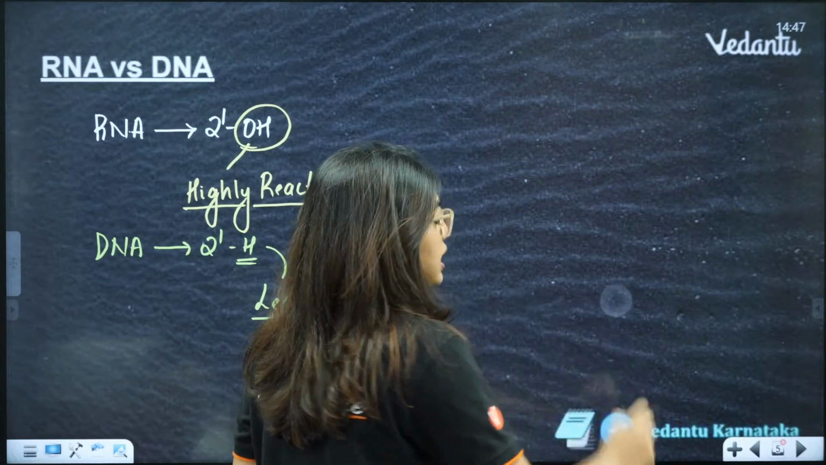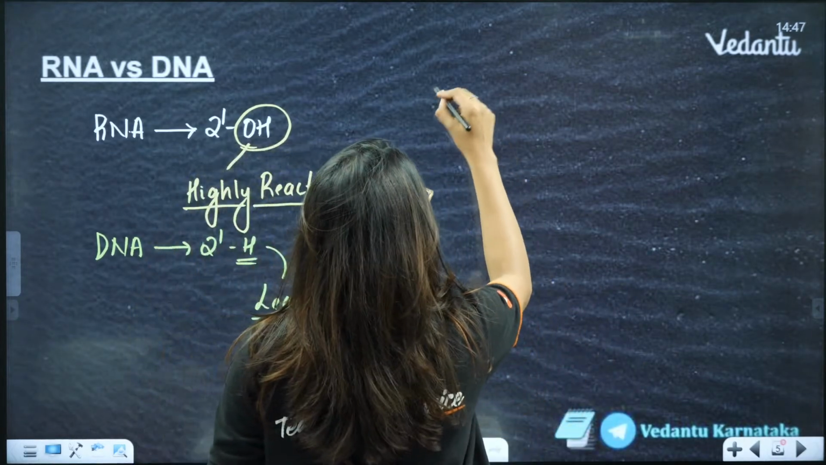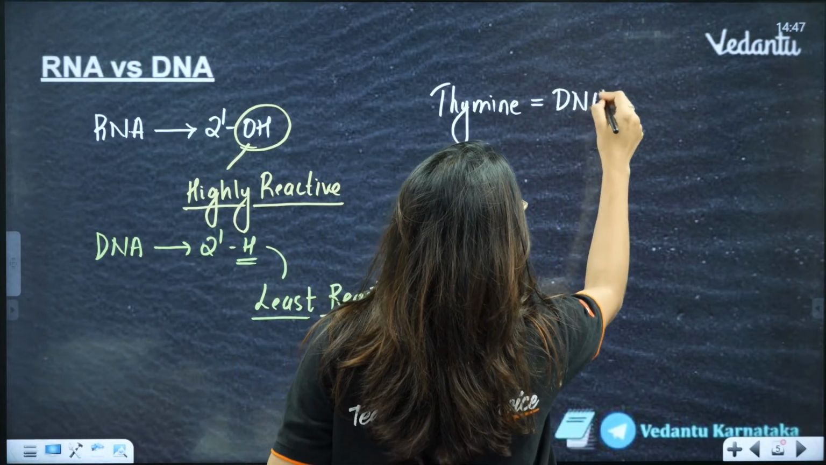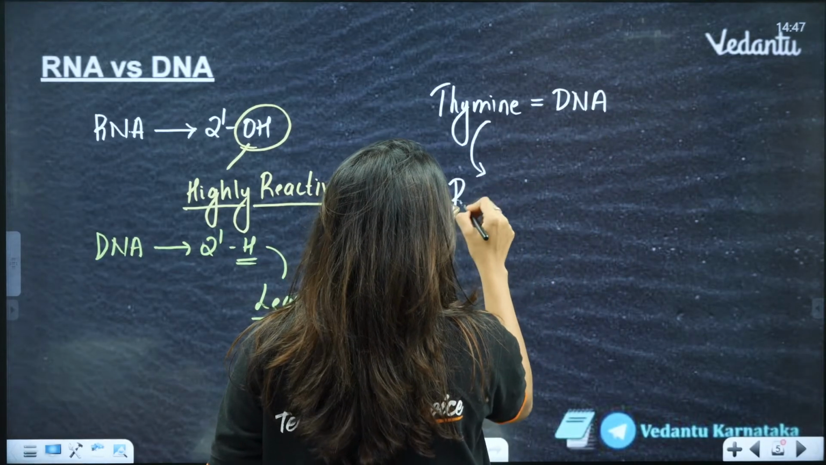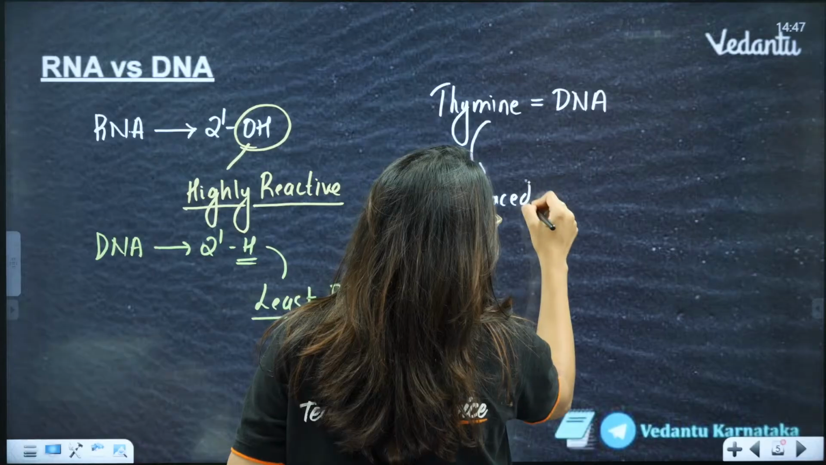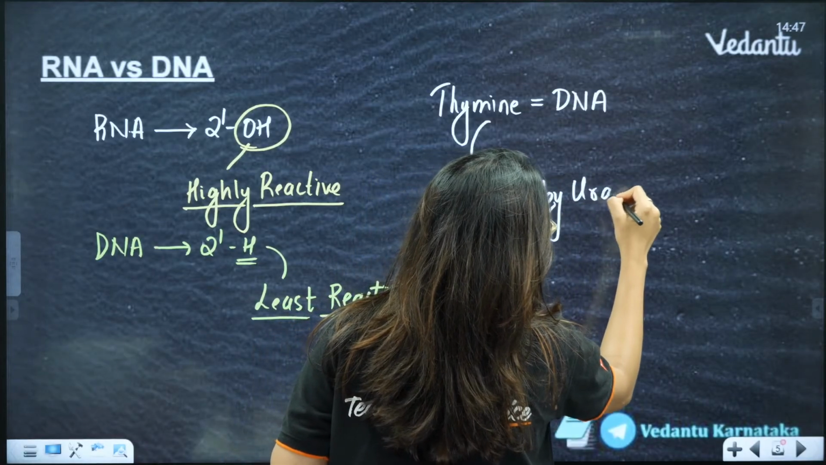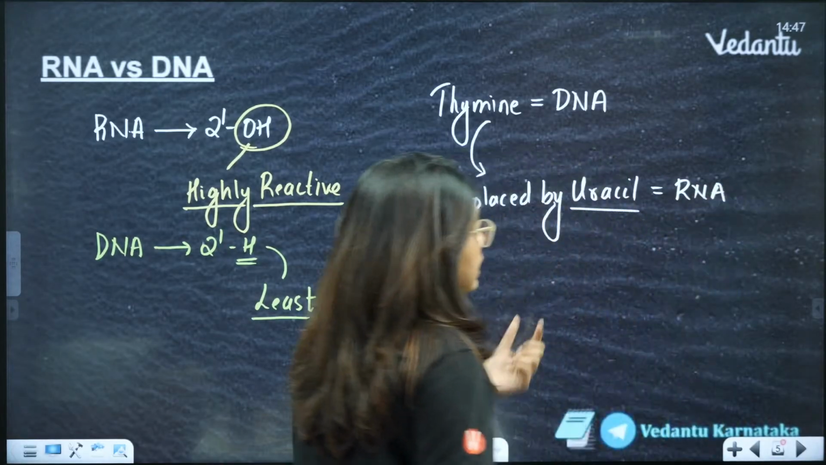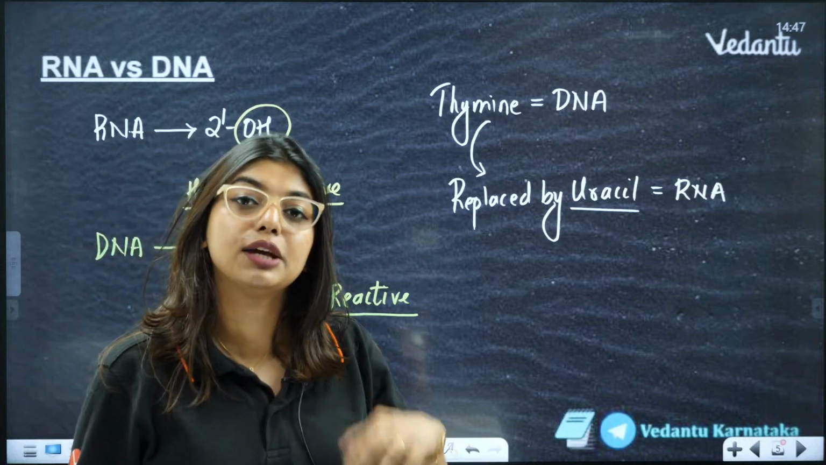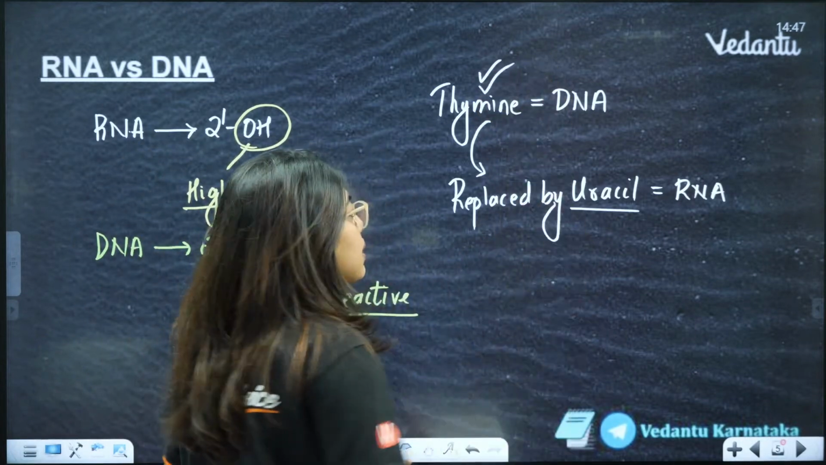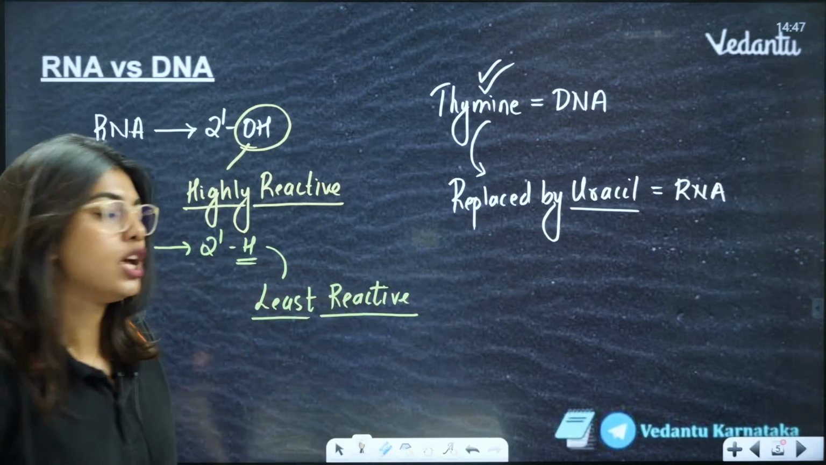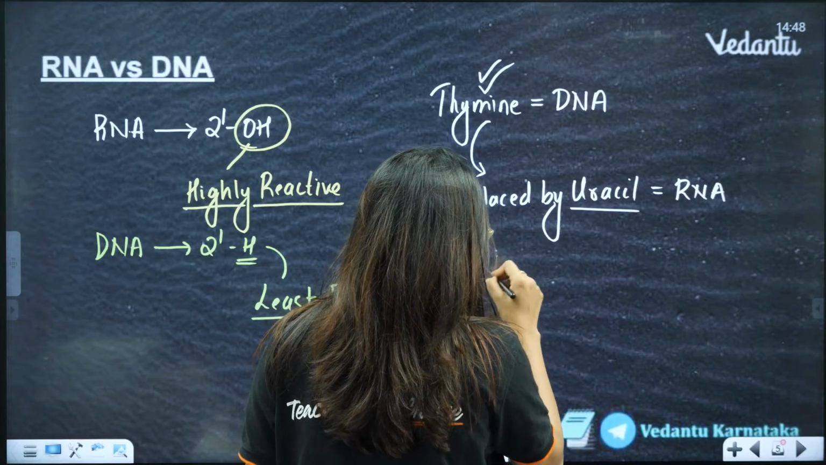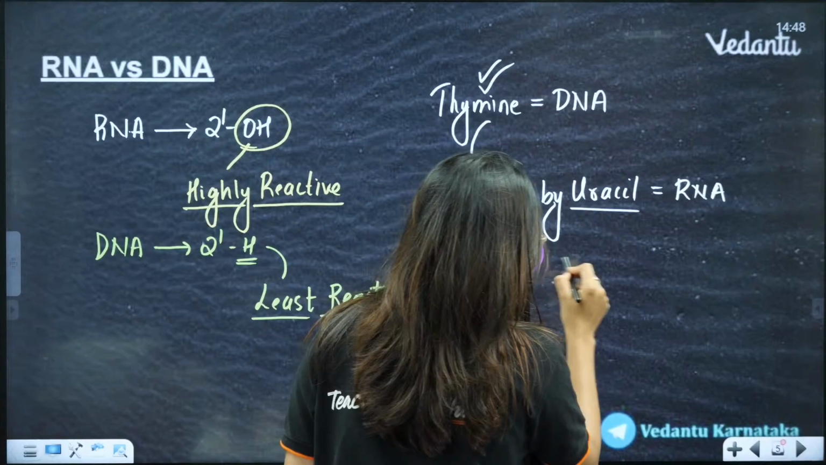Second reason, students, is very simple. Thymine is present in DNA, and in RNA thymine is replaced by uracil. Yesterday I taught you this. So this also makes DNA more stable. Thymine makes DNA more stable compared to RNA, which has uracil. So these two reasons are there. That means your DNA, compared to your RNA, is more stable.